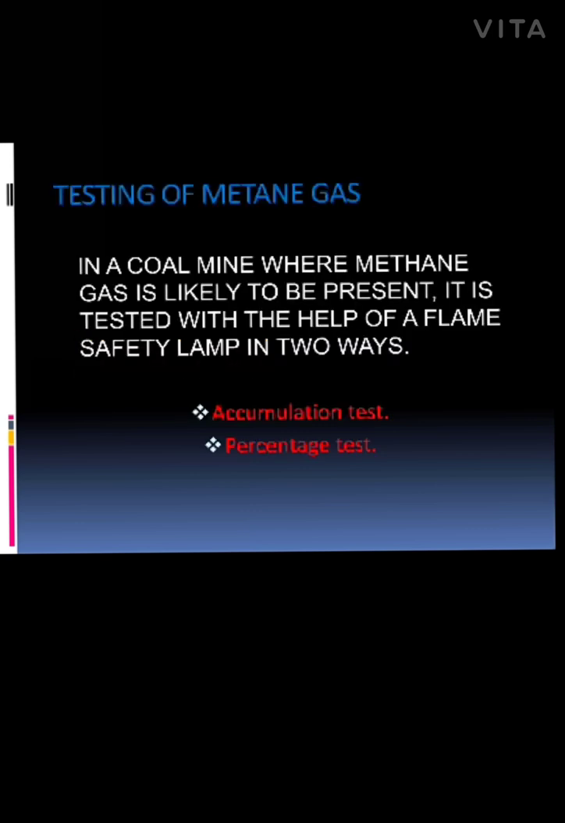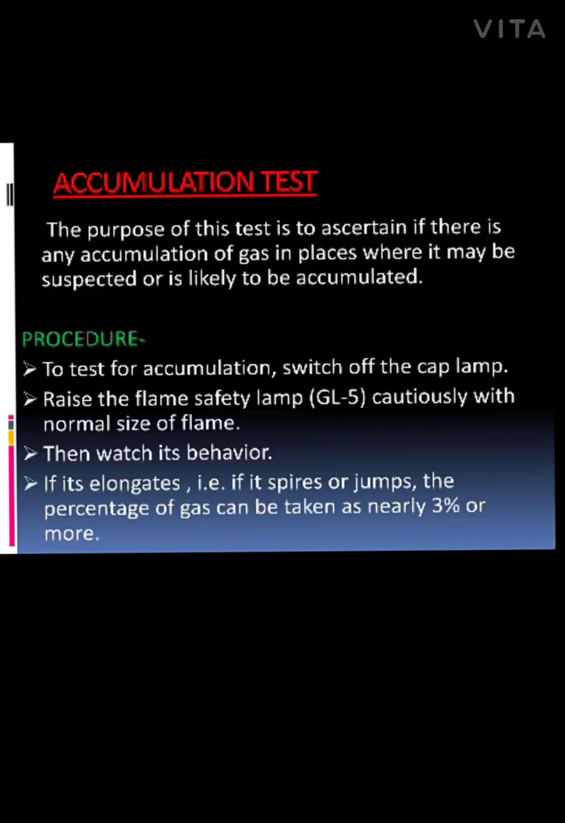Testing of methane gas. In a coal mine where methane gas is likely to be present, it is tested with the help of a flame safety lamp in two ways: accumulation test and percentage test. Accumulation test. The purpose of this test is to ascertain if there is any accumulation of gas in places where it may be suspected or is likely to be accumulated.